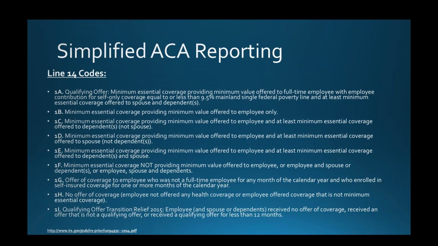Code 1G, offer of coverage to an employee who is not a full-time employee for any month of the calendar year and who enrolled in self-insured coverage for one or more months of the calendar year. So this is where they were not a full-time employee for that month, but they did enroll later in the month. Code 1H, no offer of coverage. You simply did not offer coverage to them for that time period. Code 1I, transition relief for 2015. There's some transition relief plans that I'm not going to get into because we could spend a long time on them, and we're trying to get moving through this somewhat quickly.